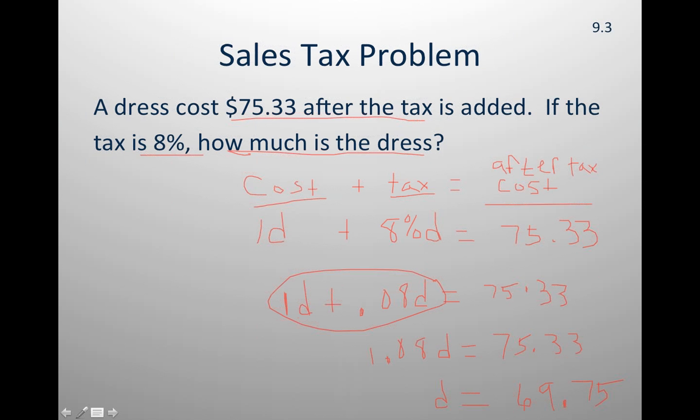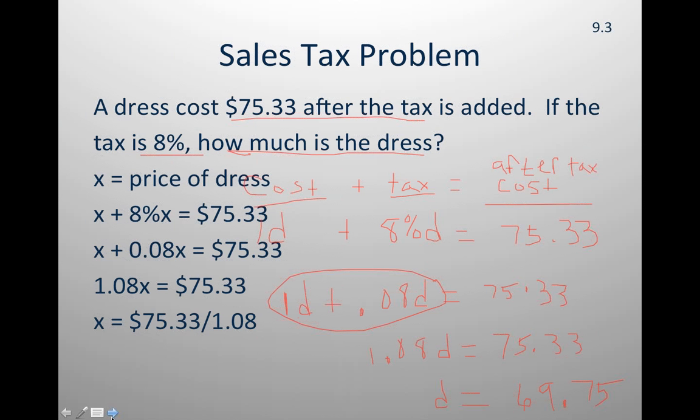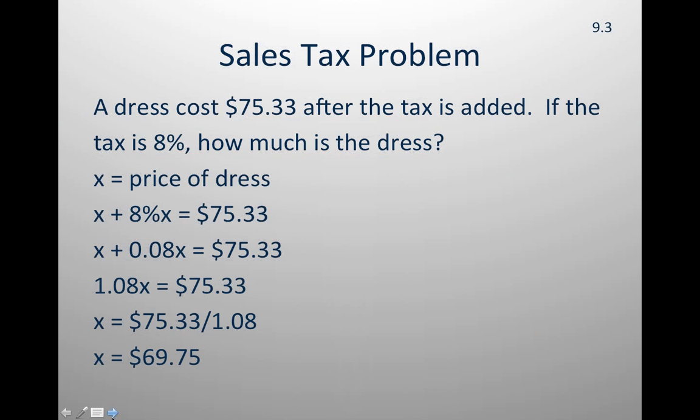Now, you guys see how I used the table to solve this problem? Tables are really important. The table helped me to solve this problem. Almost all of these problems can be set up the same way: the cost plus the tax equals the after-tax cost. And then you just fill in the information you know, and the stuff that you don't know becomes variables. Okay, so let's see where we're at now. And that's the breakdown there, and so there you go.